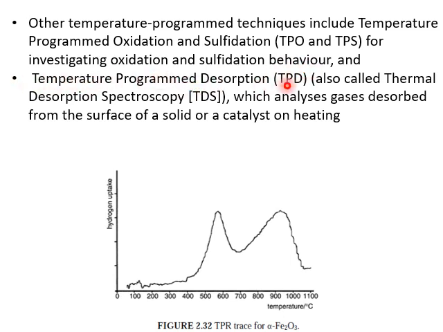Temperature programmed desorption is also a TPR technique, and is also called thermal desorption spectroscopy. In this technique, we analyze the different gases which are desorbed. Desorption is the opposite of adsorption. Desorbed means the adsorbed gases are removed from the surface of the solid material or the catalyst on heating. When the temperature is increased, adsorbed gases desorb, and the study of this desorption is done by desorption spectroscopy, which is included in the TPR technique.